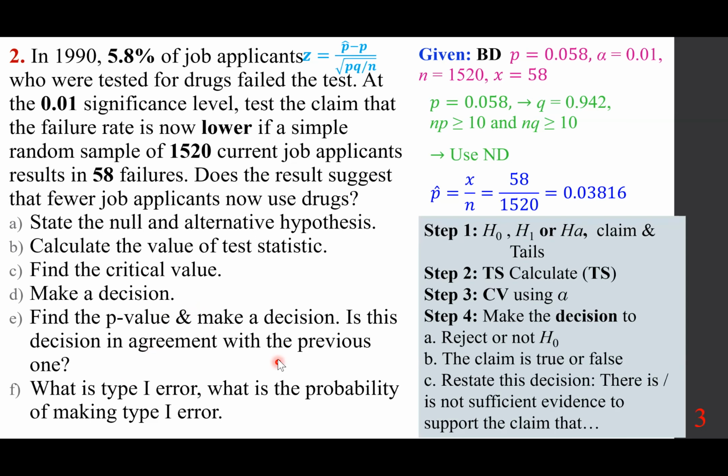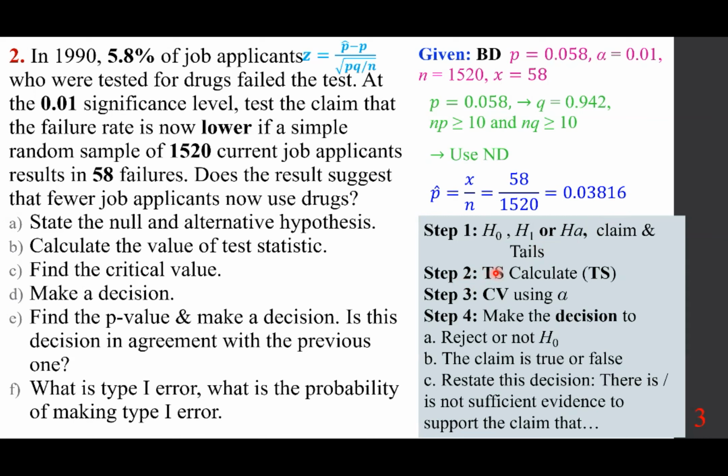So step 1, you write H0 and H1. In some texts, they use HA, the alternative. H sub 0 is the null hypothesis. H1 or HA is the alternative hypothesis. And then you write which one is the claim, and you write the number of tails: if it's a left tail test, right tail test, or two tail test. I'll explain it to you in a moment.